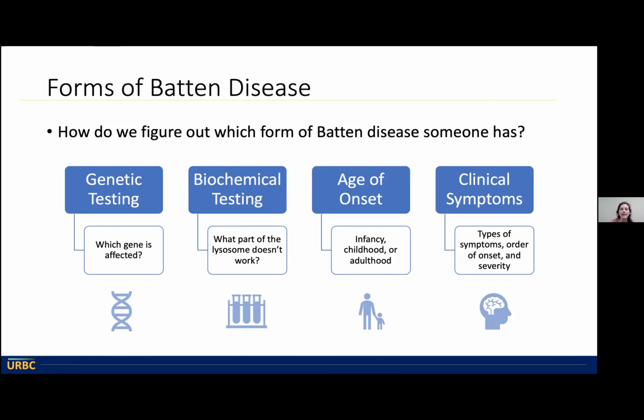Now, our way of making a diagnosis has changed pretty dramatically in the last few decades. 30 years ago, we really based most of our diagnosis on age of onset. Then 20 years ago, we started to rely a little bit more on biochemical testing. And then in the past 15 years or so, genetic testing has become the gold standard. And sometimes it is sufficient on its own. But even now, we may need additional information to tell us whether a spelling error in the genetic code is causing Batten disease or not.